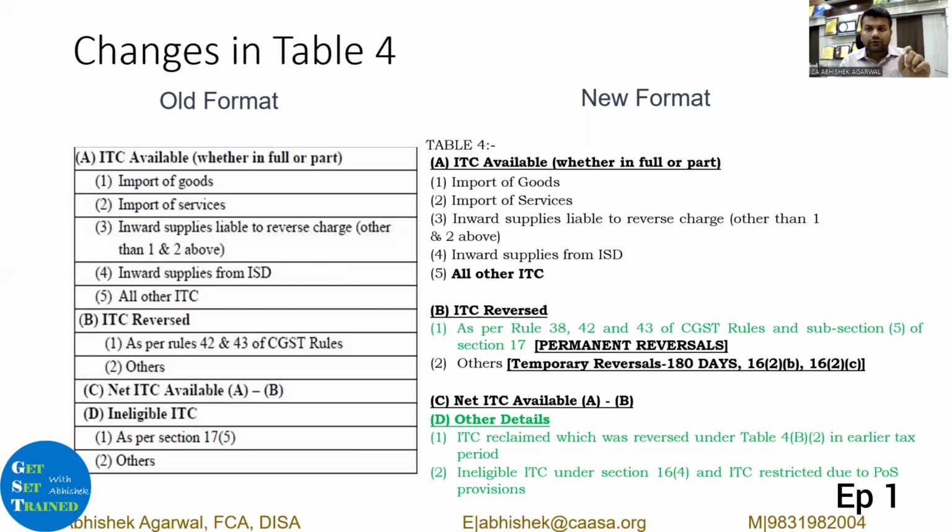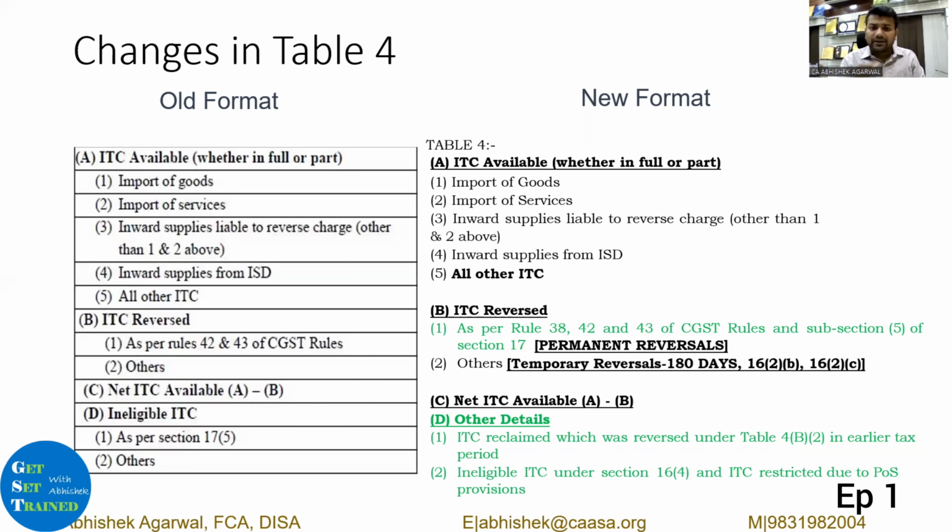So friends, whatsoever you are liable to take the credit in subsequent months, you have to reverse in 4B2. Again, I will be covering this in an illustration. 3. If you see the clause C, 4AC, earlier it was net ITC available, A minus B. In this also it is the same, net ITC available, A minus B, right? D, 4AD, earlier it was ineligible ITC, 1, 2, right? Friends, please note this was only a disclosure thing and this was not having any impact on calculations of net ITC.